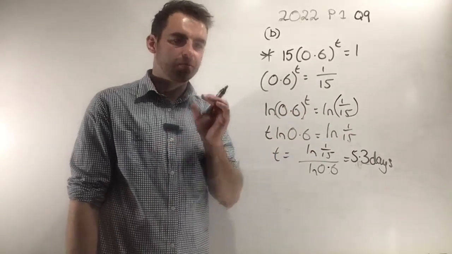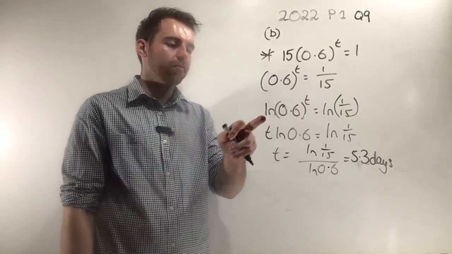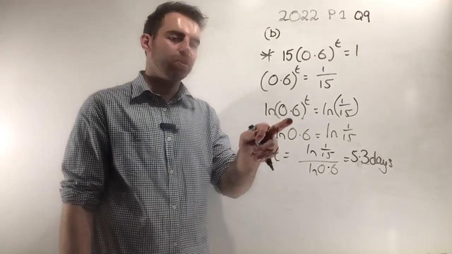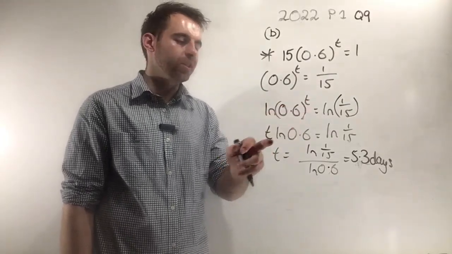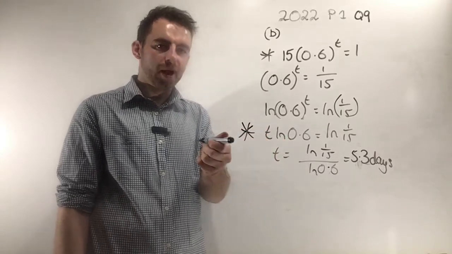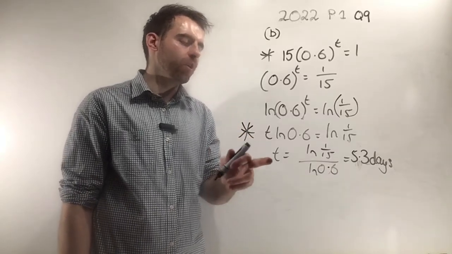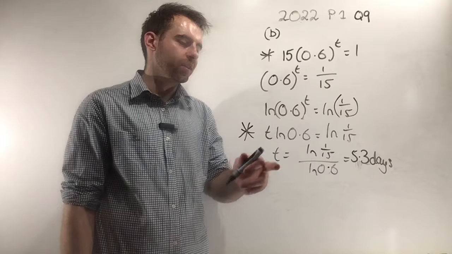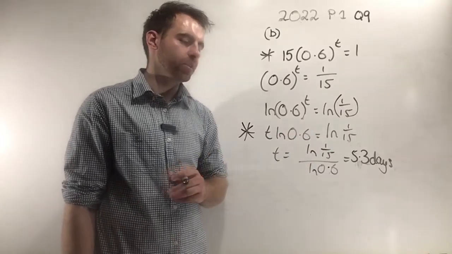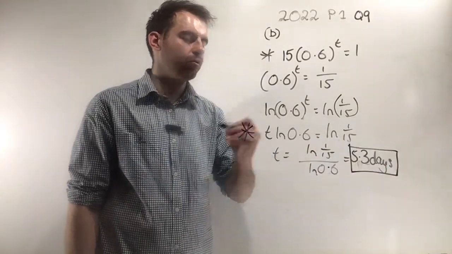Now remember, the reason we introduce logs is so that we can apply the rules of logs. I know if I've log of something to a power, I can just bring the power in front. So ln 0.6 to the power of t becomes t ln 0.6. And I'm happy now because there's no more power. That's the whole point of these few lines. To get t on its own, I divide both sides by ln 0.6, so t is equal to ln of 1 over 15 divided by ln 0.6. And if I plug all that into my calculator, my answer works out as 5.3 days.